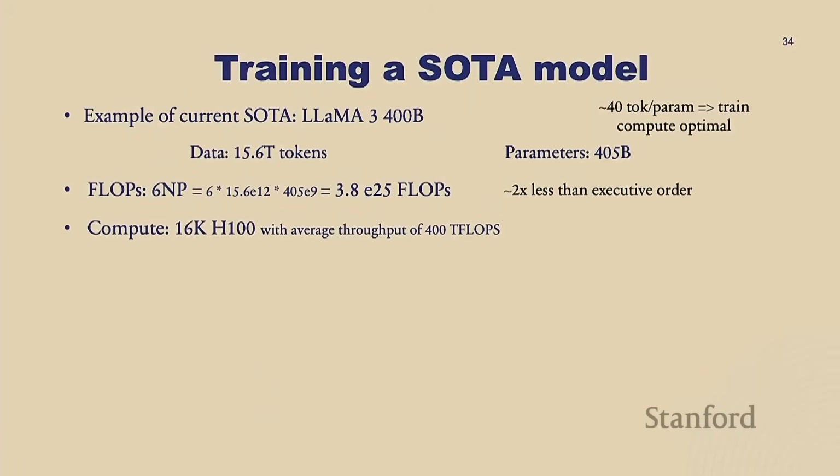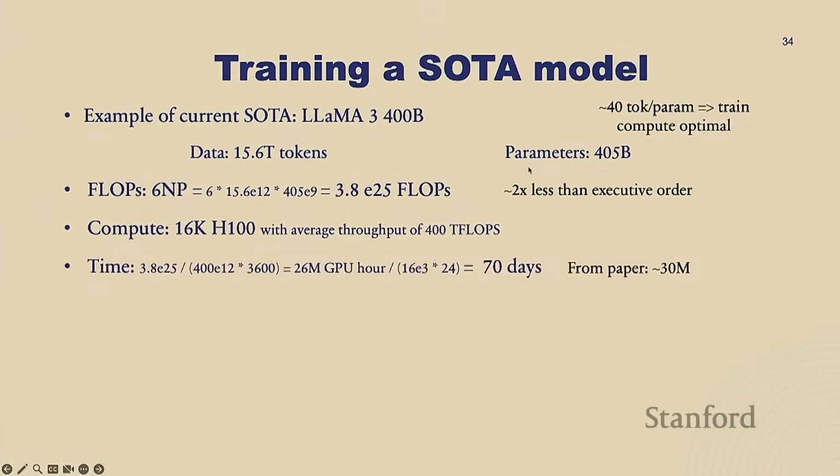Okay, compute. We know that they trained it on 16,000 H100s, and we know the throughput they set it to. So if you do the computation, it takes around 70 days, or 26 million GPU hours. At least that's with my back-of-the-envelope computation. They actually said that they used 30 million instead of 26 million GPU hours. So maybe they had some challenges. I don't really know. But if you follow the simple computation, it's around 70 days.